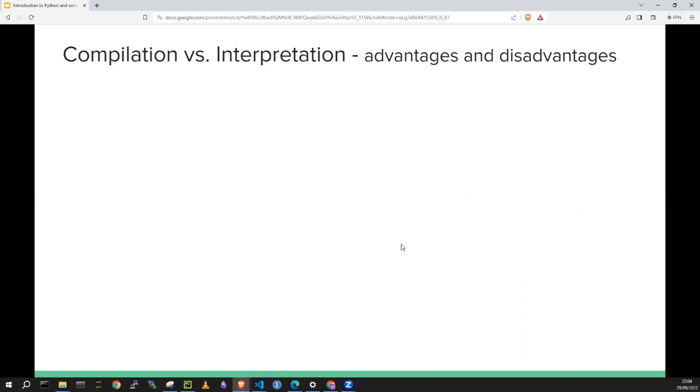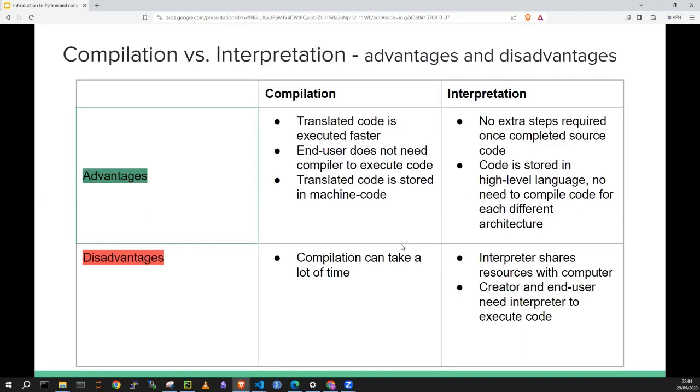Now, what are the advantages and disadvantages of compilation versus interpretation? On the compilation side, remember the translated code is executed faster, it's already compiled, right? Now you have it in machine code. The end user does not need the compiler to execute the code. The translated code is stored in machine code. The disadvantage of compilation is that the process can be time intensive, right? It can take a lot of time. And now interpretation, what are the advantages? There are no extra steps required. Once you've completed the source code, you just execute, you don't have to compile.